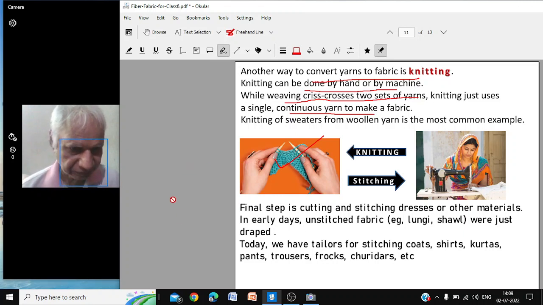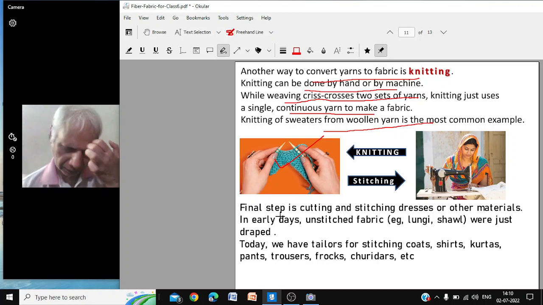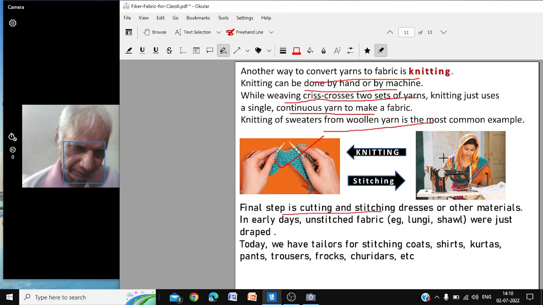Knitting of sweaters from woolen yarn is the most common example we see. Most often we see people knitting woolen yarn into sweaters. Although you can use any type of yarn, cotton or jute, any kind of yarn, and you can actually knit them into fabric. Final step is cutting and stitching.